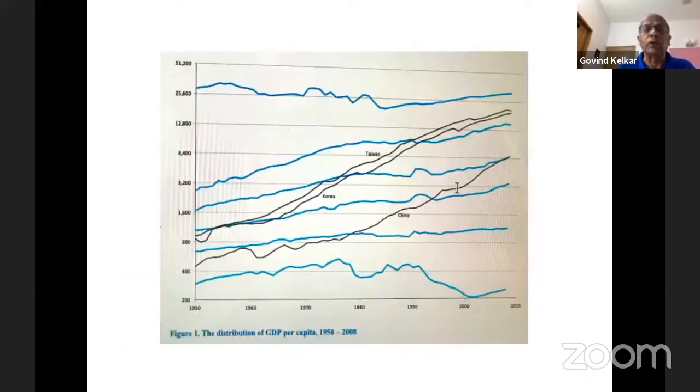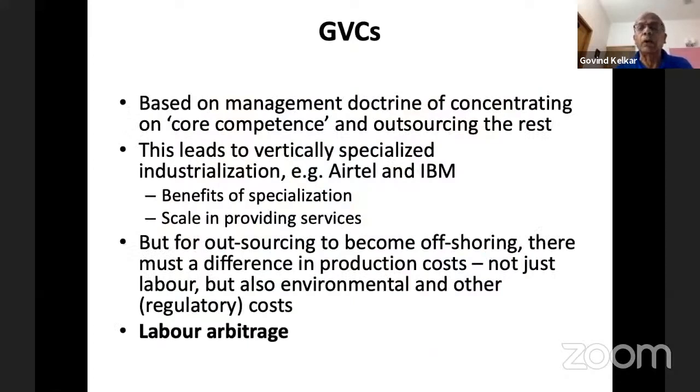I would like to now turn to the question of how we utilize the concept of global value chains and look at how this change came about. So what is a global value chain? It is based on the management doctrine, which was actually first formulated by the Indian management guru Prahlad, who talked about core competence, that a company should concentrate on its core competence and outsource the rest.